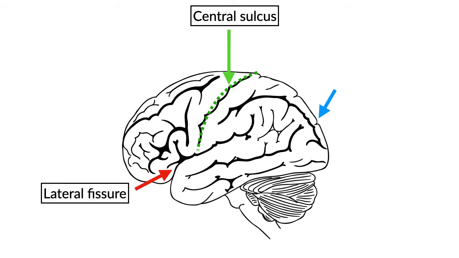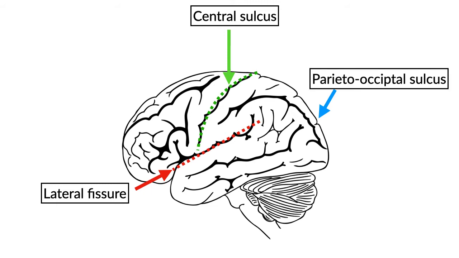Now the lateral fissure is the division that divides the temporal lobe from the parietal and frontal lobes. And finally we have the parietal occipital sulcus. It's not really seen in the lateral view, but if you look from an inferior angle you can see it very clearly. That divides the occipital lobe from the rest of the brain.